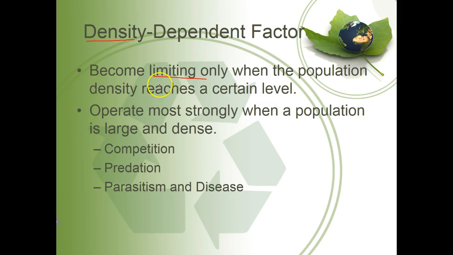Okay, they operate most strongly when a population is large and dense, and so when populations are large and dense, competition is the highest, and predation is the highest, and parasitism and disease is the highest. Okay, it's really hard to pass on diseases if there's only 2 organisms in 100 square miles, because the chances of them coming together or in contact with each other is very small. But if you had 100 organisms in 1 square mile, then competition for the resources within that square mile is going to be very high.